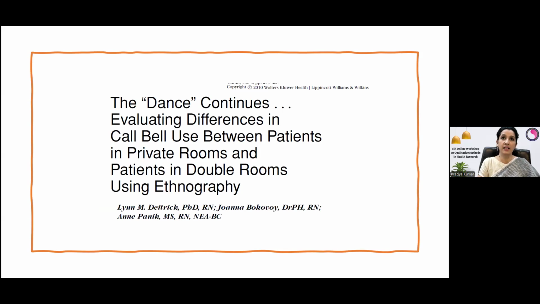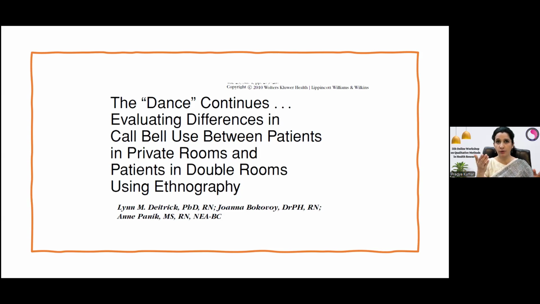The title is The Dance Continues, Evaluating Differences in the Call Bell Use Between Patients in Private Room and Patients in Double Room. So using ethnography, the nurses, like the person, stayed for a month, and he was just observing the frequency of call bell, how the call bell pattern is. The person who is in a private room, is he ringing more bells, or whenever he is calling the nurse, for what purpose he is calling.